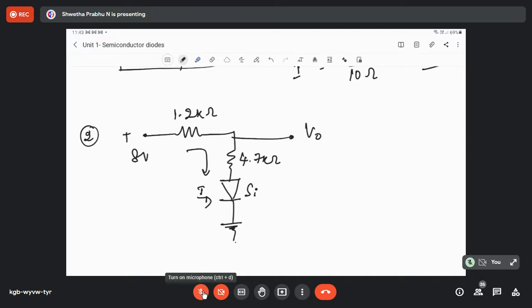Are you able to get this? This is 8 volts input. A 1.2 kilo ohm resistor is connected in series with that. Here you have a 4.7 kilo ohm resistor in series with the silicon diode. They are asking you to find the output voltage across this, and also to find ID. ID and V0 you will have to calculate.